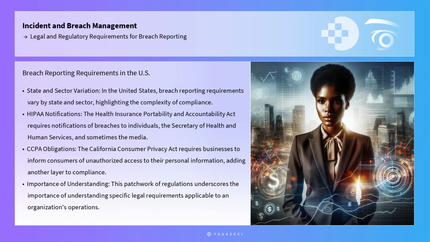The Health Insurance Portability and Accountability Act requires covered entities and business associates to notify affected individuals, the Secretary of Health and Human Services, and, in some cases, the media, of breaches involving unsecured protected health information. The timeline for reporting is within 60 days of discovery.